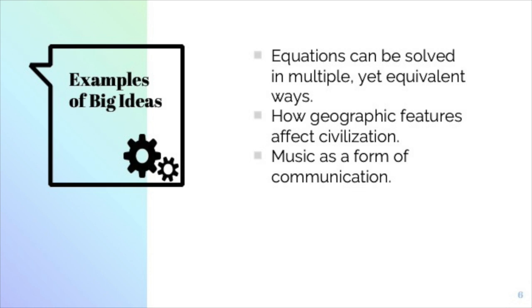Now let's look at these. It says equations can be solved in multiple yet equivalent ways. That's a math thing. Can you see that being answered in middle school and in high school? Look at the second one. How geographic features affect civilization? When students in the 4th grade make their missions, can you think about why the missions were along the Pacific coast? And then think about in U.S. history, where you have the development of the United States along waterways and good farming.